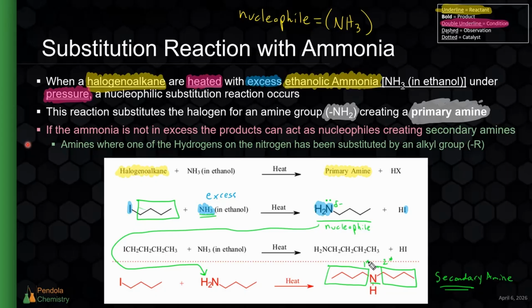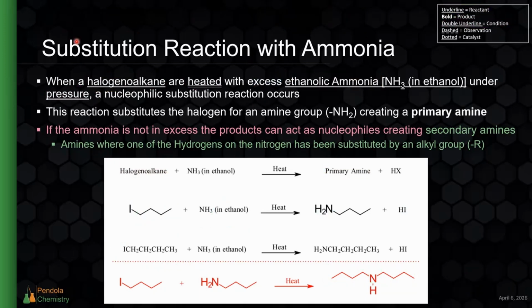So this is why we need to use an excess of ammonia. Amines where one of the hydrogens on the nitrogen is being replaced are called substituted amines or secondary amines because we have multiple carbon chains on them. Again, this is more of an A-level topic, but you do need to be aware for the AICE exam that if we don't use an excess of the ammonia, these multiple substituted amines or secondary amines can get created. And we could even create tertiary amines if we were to replace this hydrogen with, again, another carbon chain from the halogenoalkane. So this is another nucleophilic substitution reaction that can happen with ammonia.